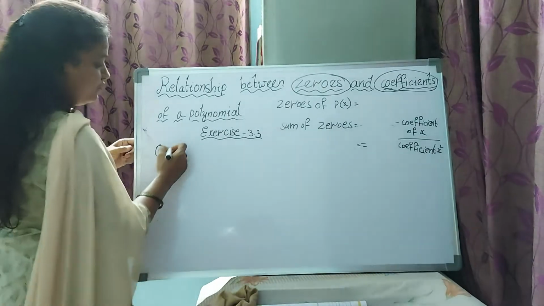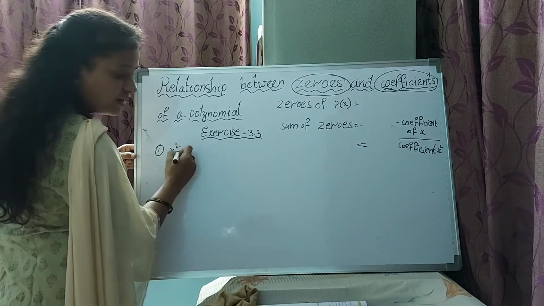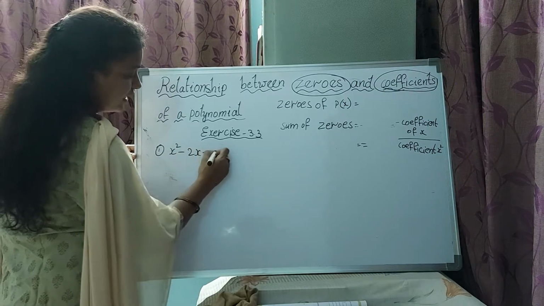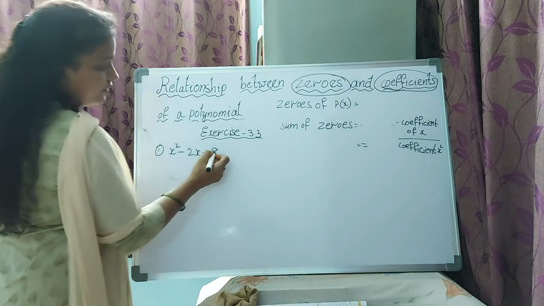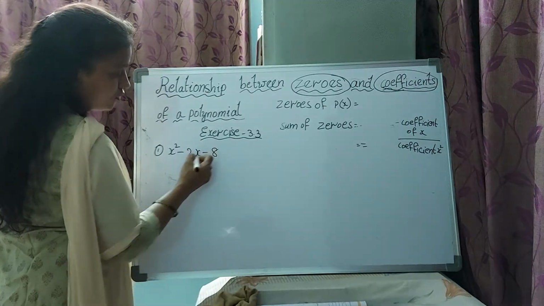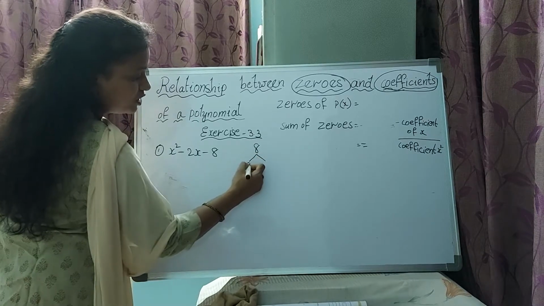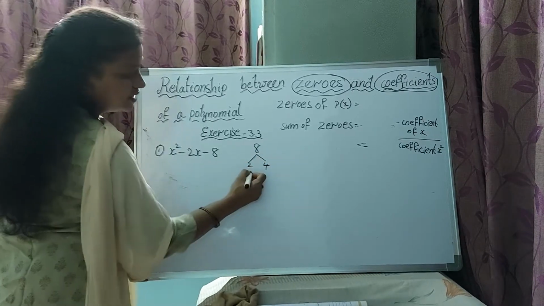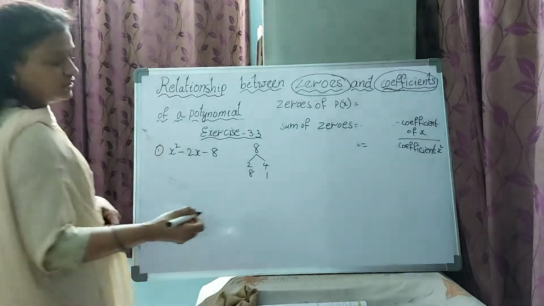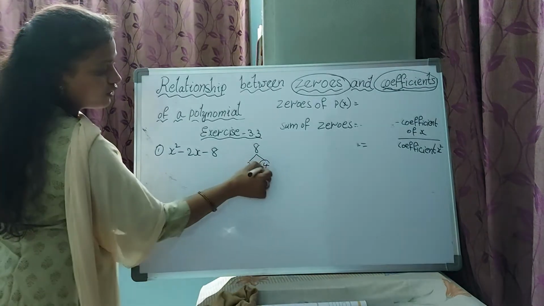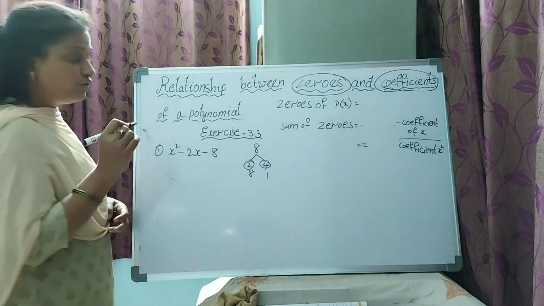What is the first equation? P of x is equal to x square minus 2x minus 8. How to find the zeros of this polynomial? First, for this constant term, you have to find the factors. What are the factors of this constant term? 2 fours are 8. 8 ones are 8. Next, 4 twos, both are same. So, if you take 4 and 2, whether it satisfies or not? First, you have to verify.